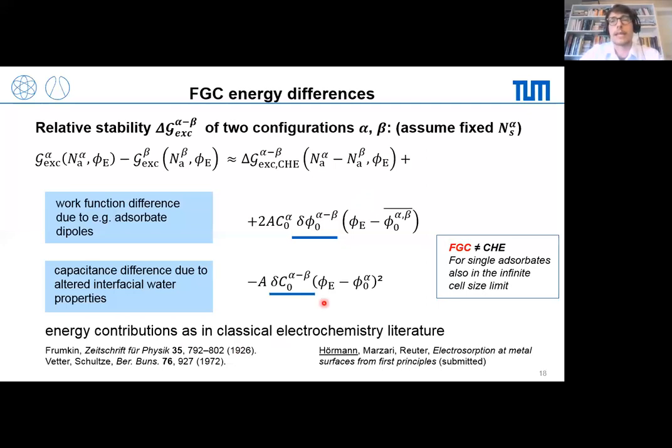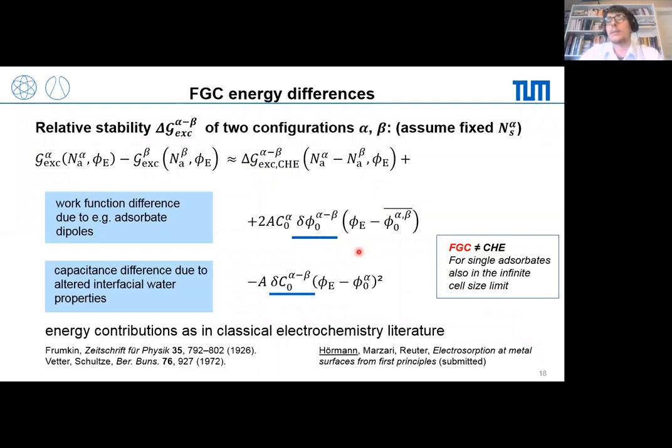And there's a second contribution that could in principle be important. That is a contribution due to the capacitance difference of these two states, alpha and beta, for example, due to altered interfacial water properties for these two different systems. One important point here that I want to make is that the formulas look maybe a bit complicated, but we think some complication just is there if you want to be accurate.